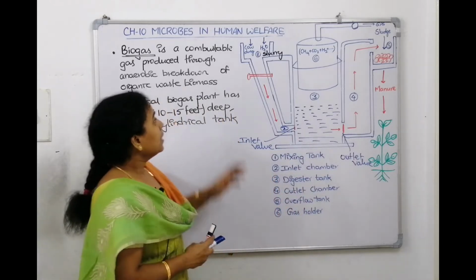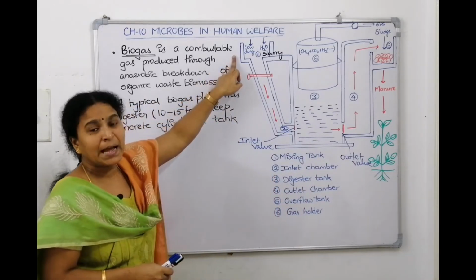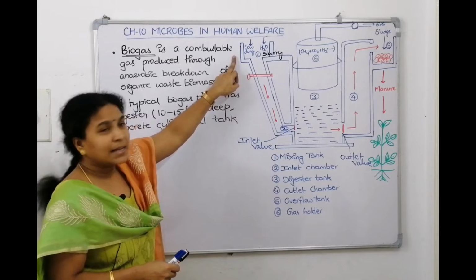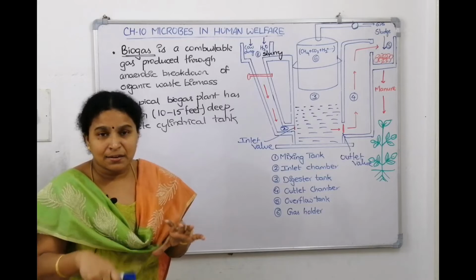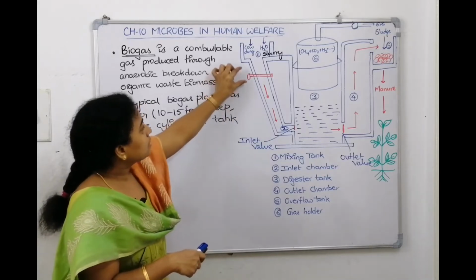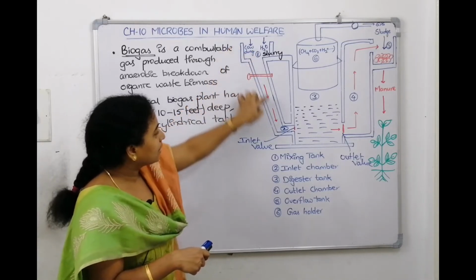Let us see once again. So, number 1, what is it? It is the mixing tank. What do we do here? We take the organic matter and mix it with water and prepare a fine slurry. When you are preparing it, this should be closed so that it does not come down.